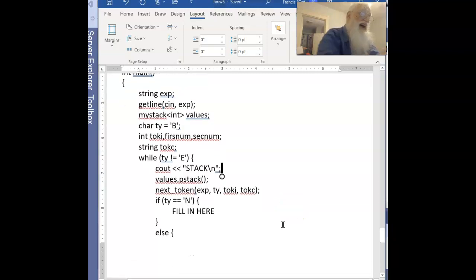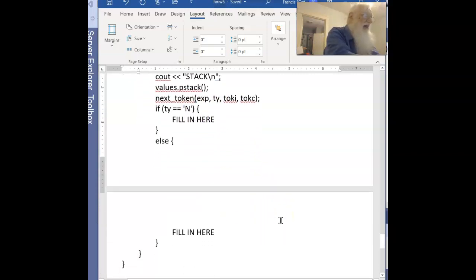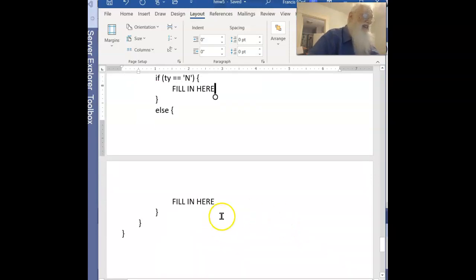This is the main line. You are going to fill in two places, here and the else place. You're looking at the possibility that you have a number. Then you've got to decide what you do with the number. That's only like one line. In the else, you've got to decide what you do with an operator. That's more than one line.